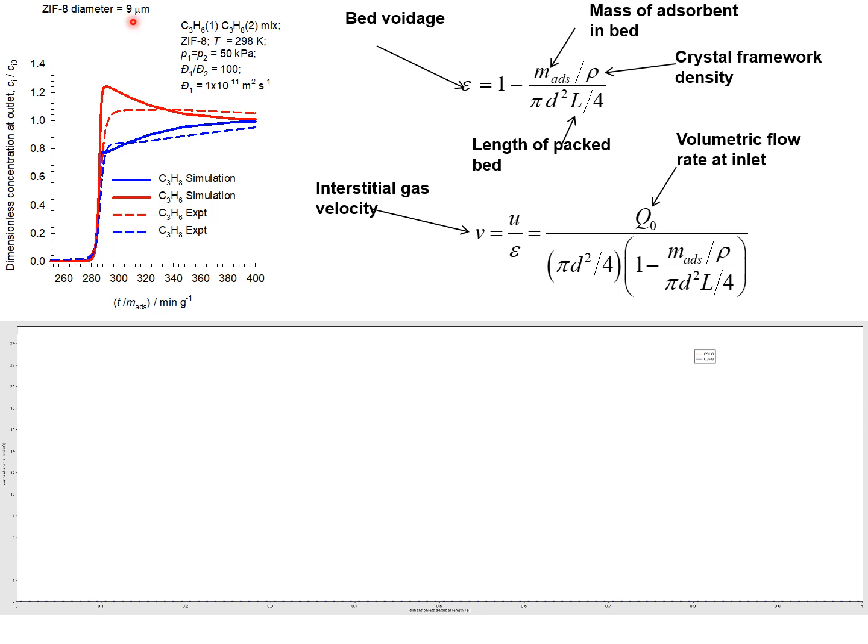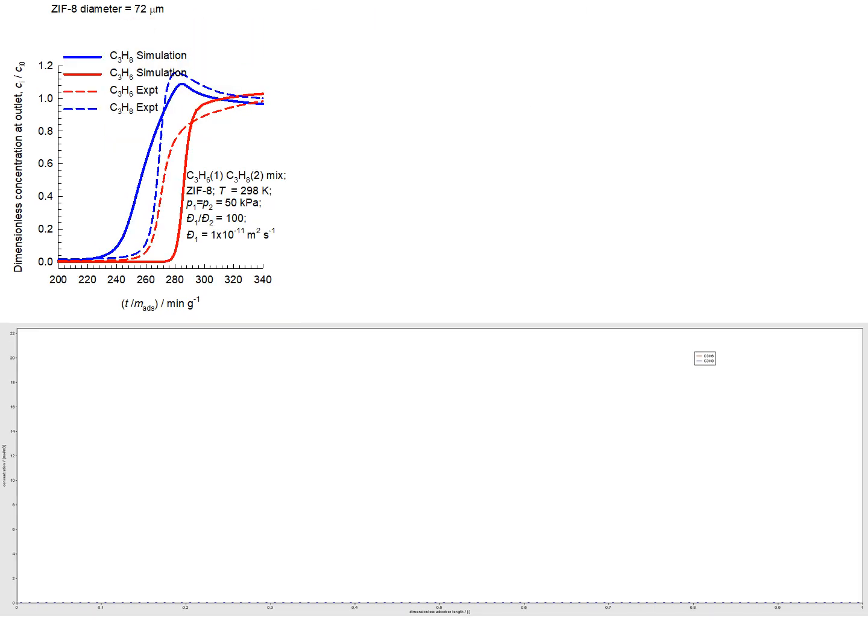So a choice of 9 micrometer particles will not lead to exclusion of propane as is desired. We need to increase the particle size. Let's look at the experiments with a particle diameter of 72 micrometers. Since the particle size is larger, diffusional influences are stronger.